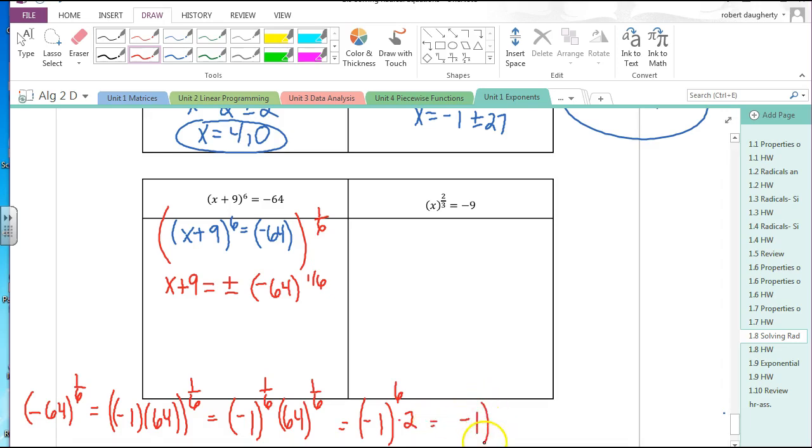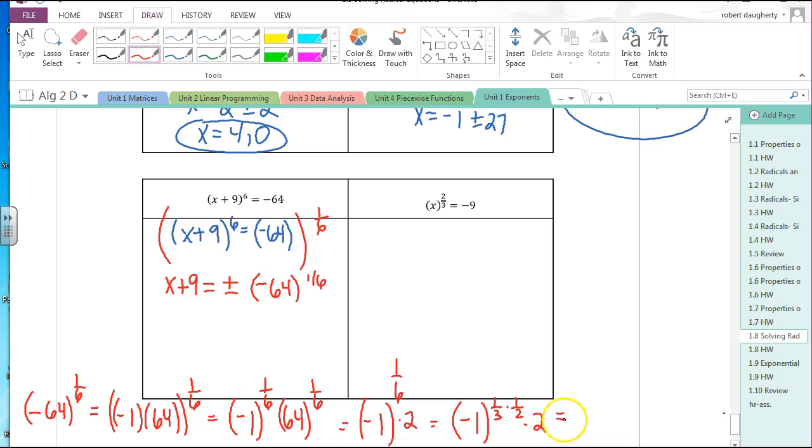Negative 1. Instead of writing it as negative 1 to the 1/6, I'm going to write it as negative 1 to the 1/3, the 1/2. Everyone see that's the same thing, right? 1/3 times 1/2 is the same as 1/6. So what is the cube root of negative 1? The cube root of negative 1 is negative 1, because negative 1 times negative 1 times negative 1 is negative 1.